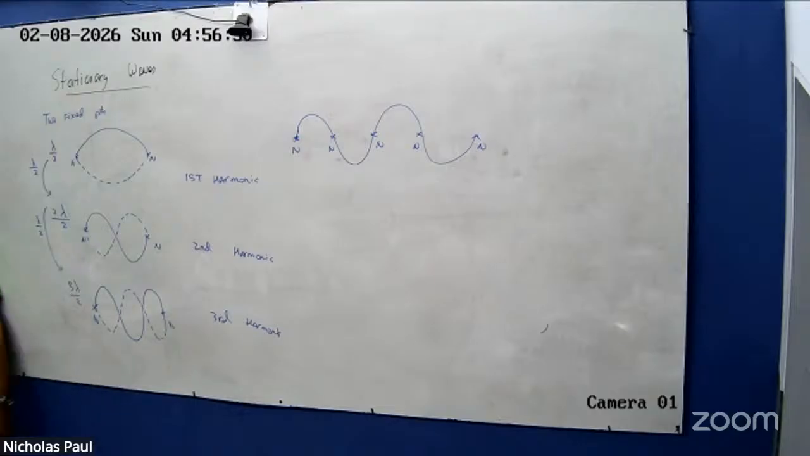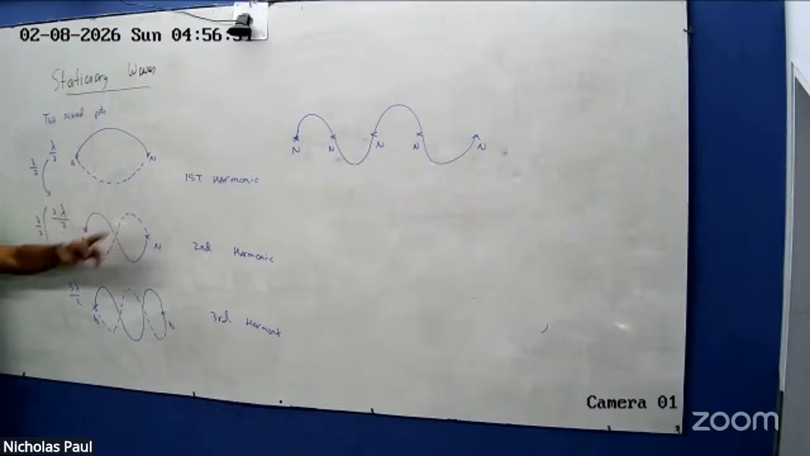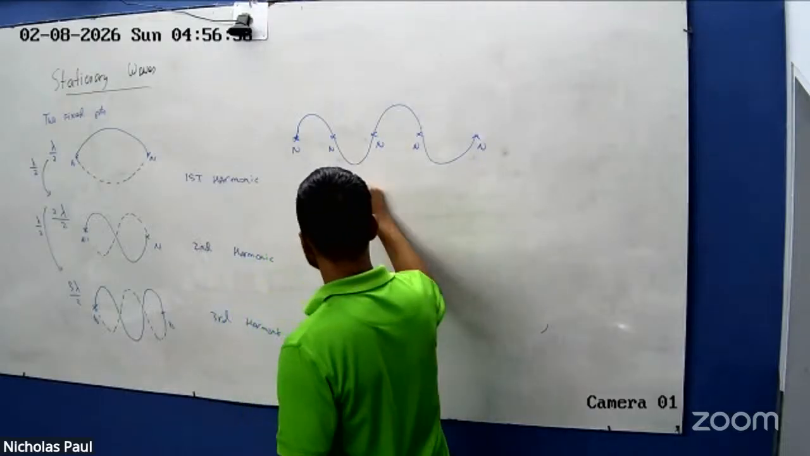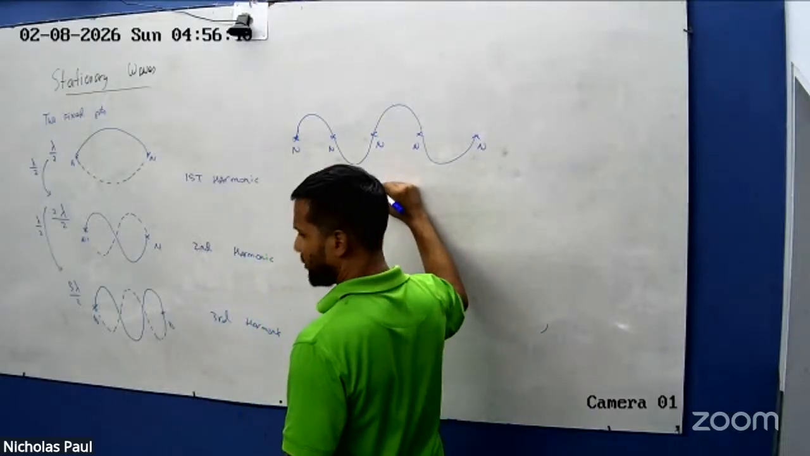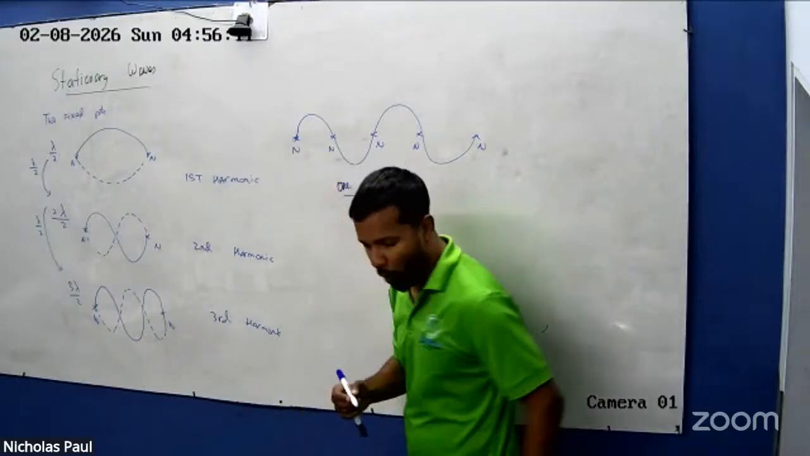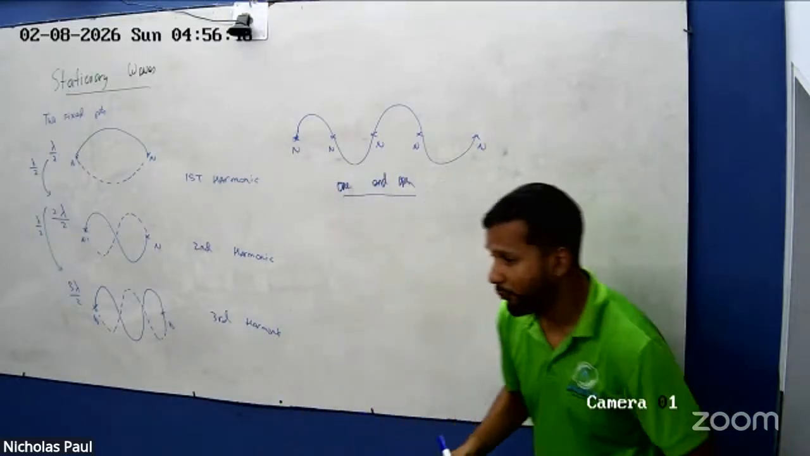Right here, Victoria. You're okay with that? That is if both ends are fixed. What would happen if one end is open? What would happen if one end open? It's start from here.